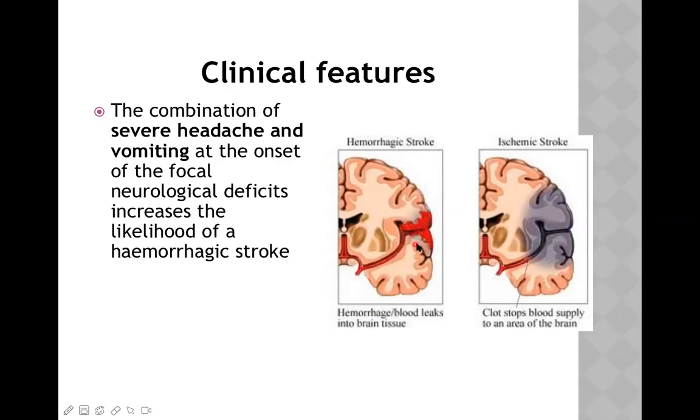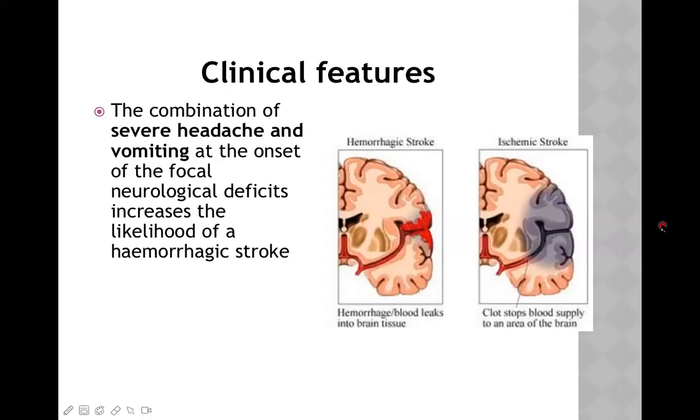This is a schematic diagram which is explaining it very nicely. And this is an ischemic stroke. There is a small clot which stops the blood flow, and this whole area is dead now. This area is necrosed. So, ischemic stroke versus hemorrhagic stroke.